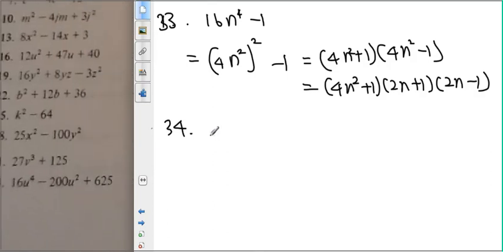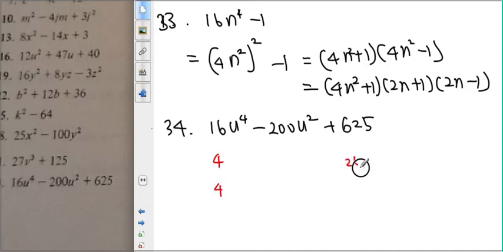So here we have 16u to the 4th power minus 200u squared plus 625. In fact, did you notice that the first term and the last term are perfect squares, 16 and 625? So our suspicion was, okay, then what if we go for simply 4 and 4, and here we get 25 and 25. Wait a minute. 4 times 25 is equal to 100, and both of them can get you 100, hence matches with the middle term.